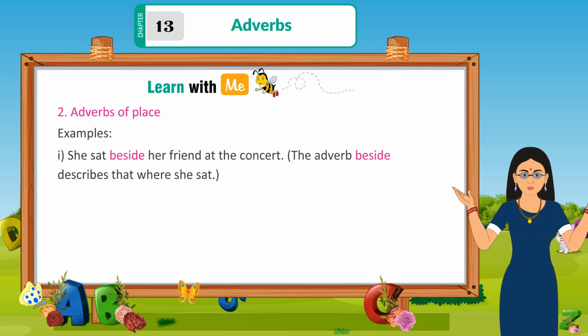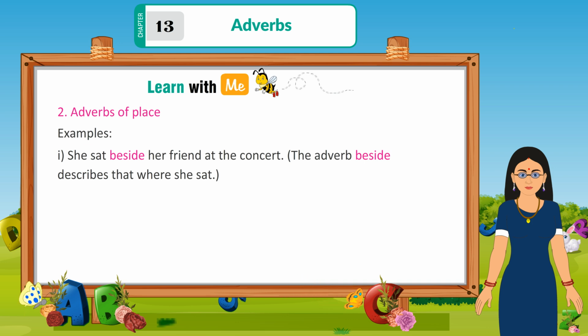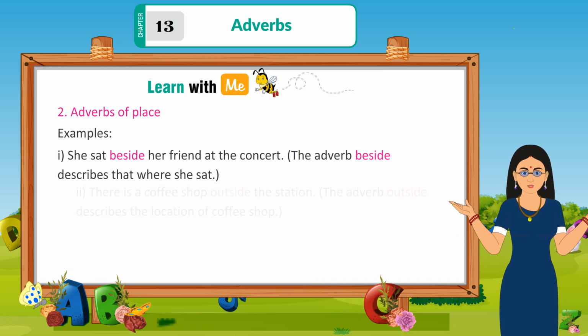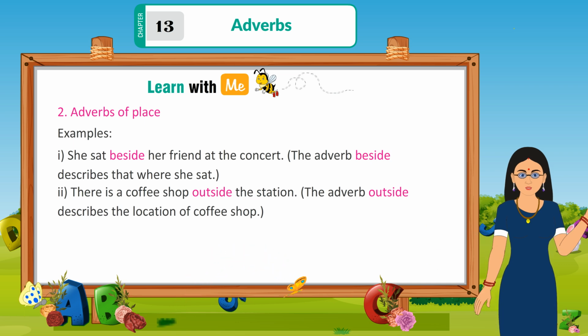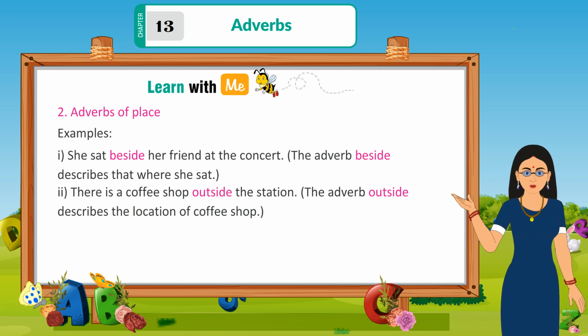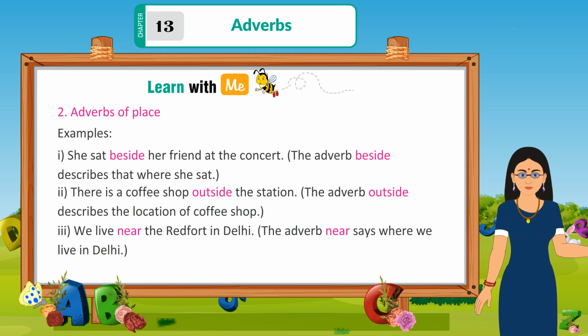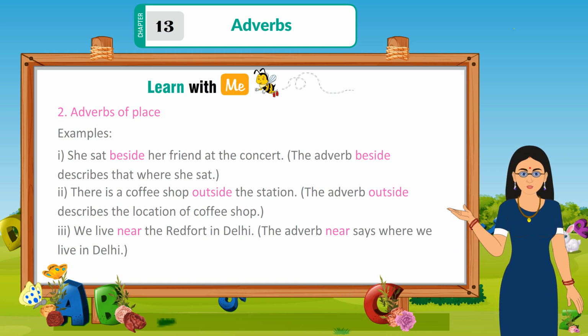Examples: She sat beside her friend at the concert. The adverb beside describes where she sat. There is a coffee shop outside the station. The adverb outside describes the location of the coffee shop. We live near the Red Fort in Delhi. The adverb near says where we live in Delhi.